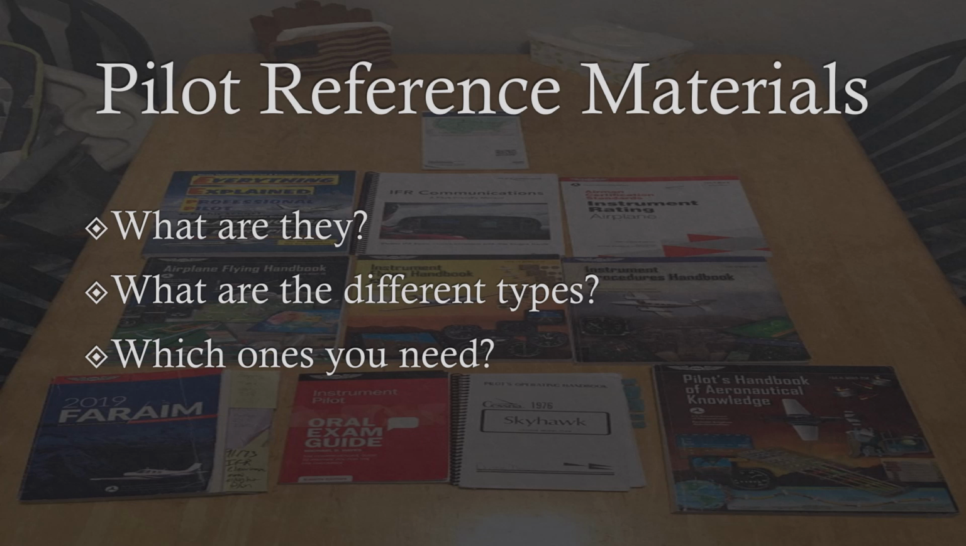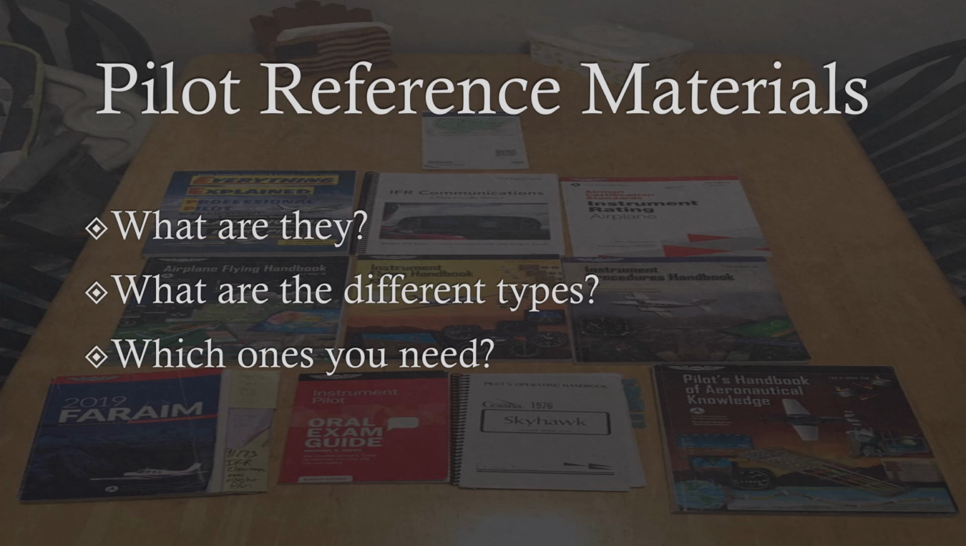Pilot reference materials. What are they? Well, they are reference materials that not only keep us safe, but they also keep us legal. What are the different types? Well, there's a whole bunch of different types. Some are related to weather, some are related to the aircraft, some are related to how to fly an aircraft, and some are related to the laws. So we're going to cover all the different types. And we'll also go over, in my opinion, which ones you will need.